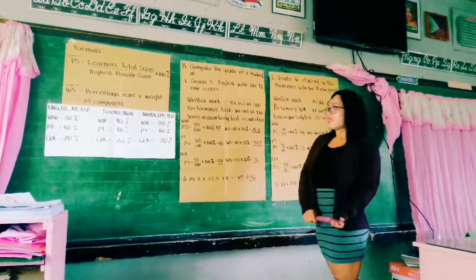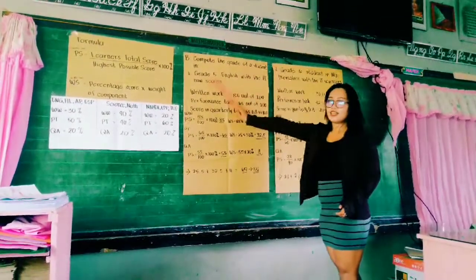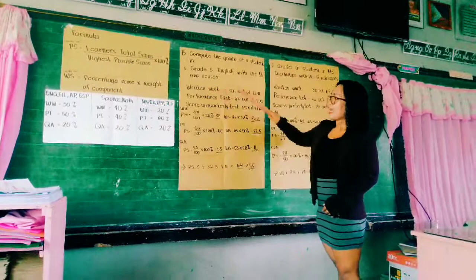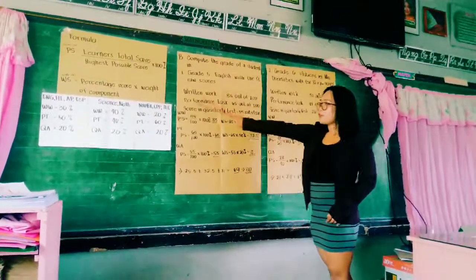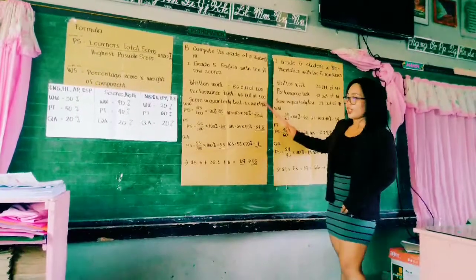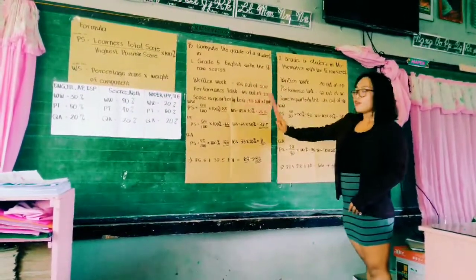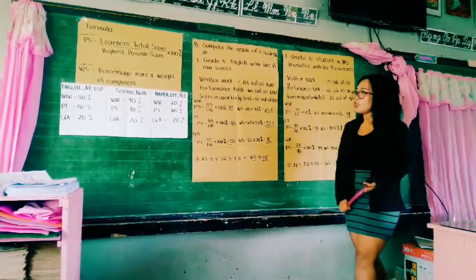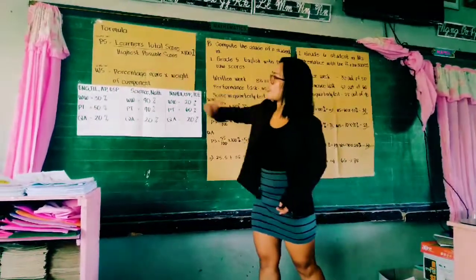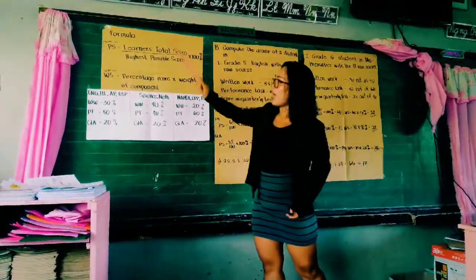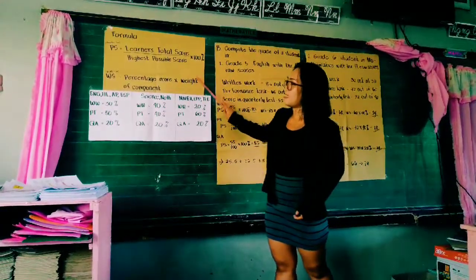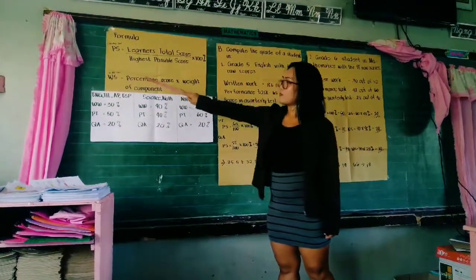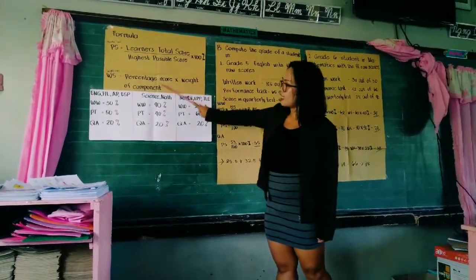Okay, for letter B, compute the grade of a student in number 1, grade 5 English, with the following raw scores. Written work, 85 out of 100. Performance task, 65 out of 100. Score in quarterly test, 55 out of 100. To get the grade of the student in English, we use the formula given: PS equals learner's total score over highest possible score times 100. PS means percentage score.